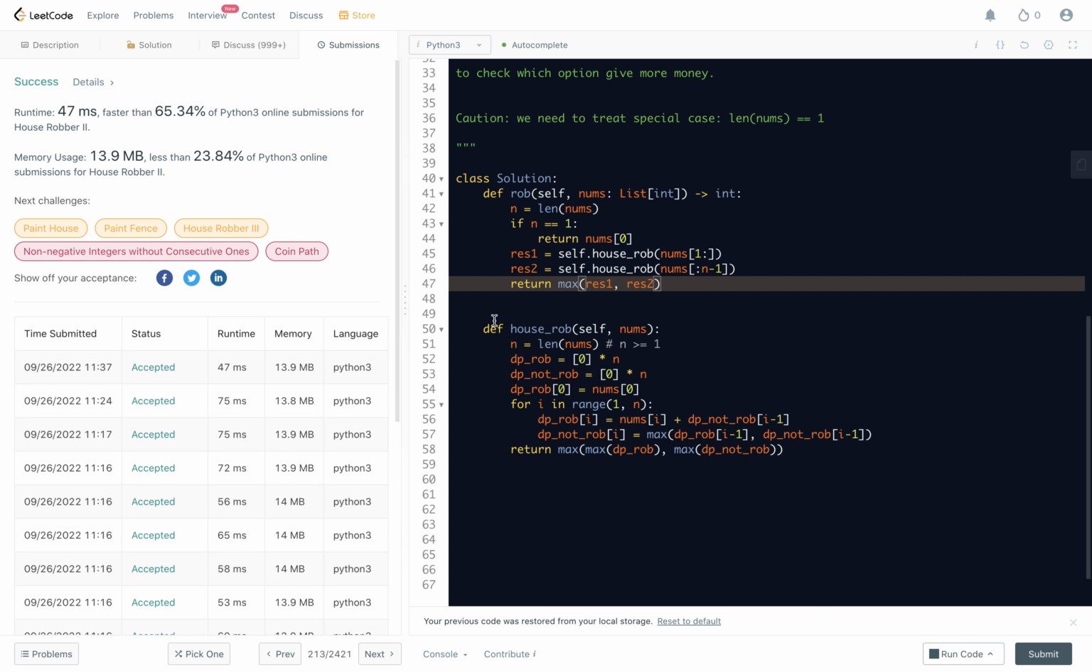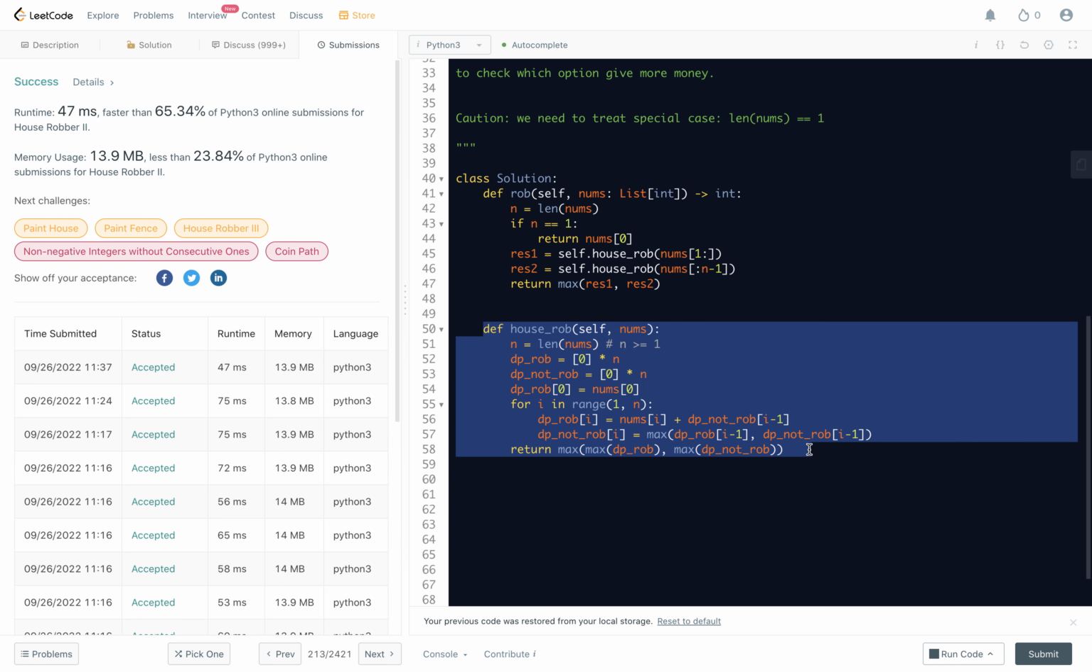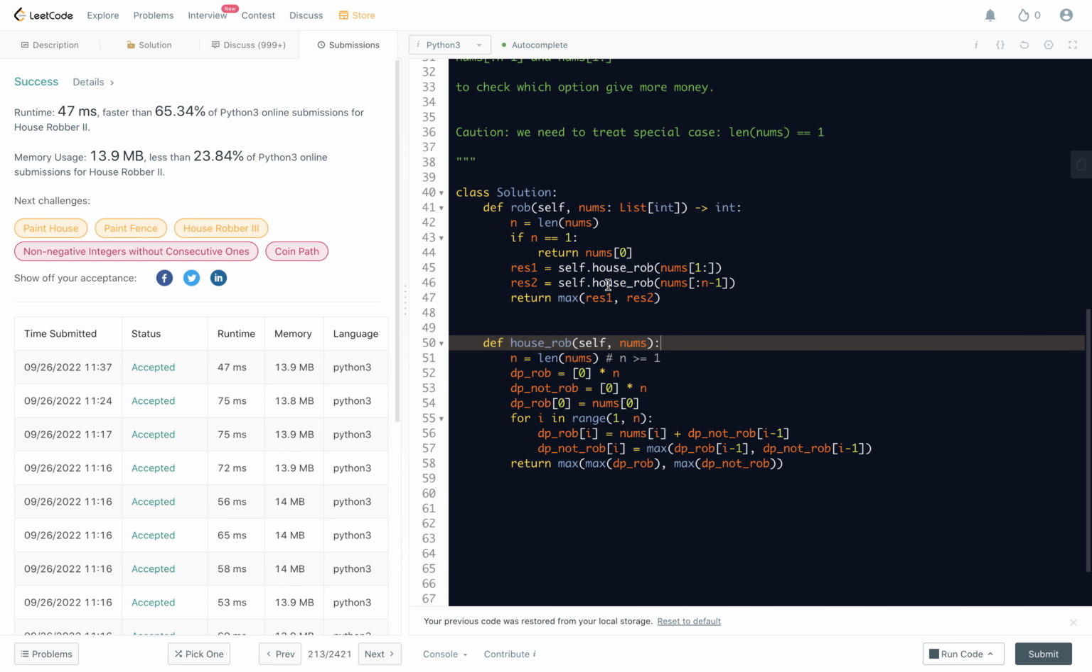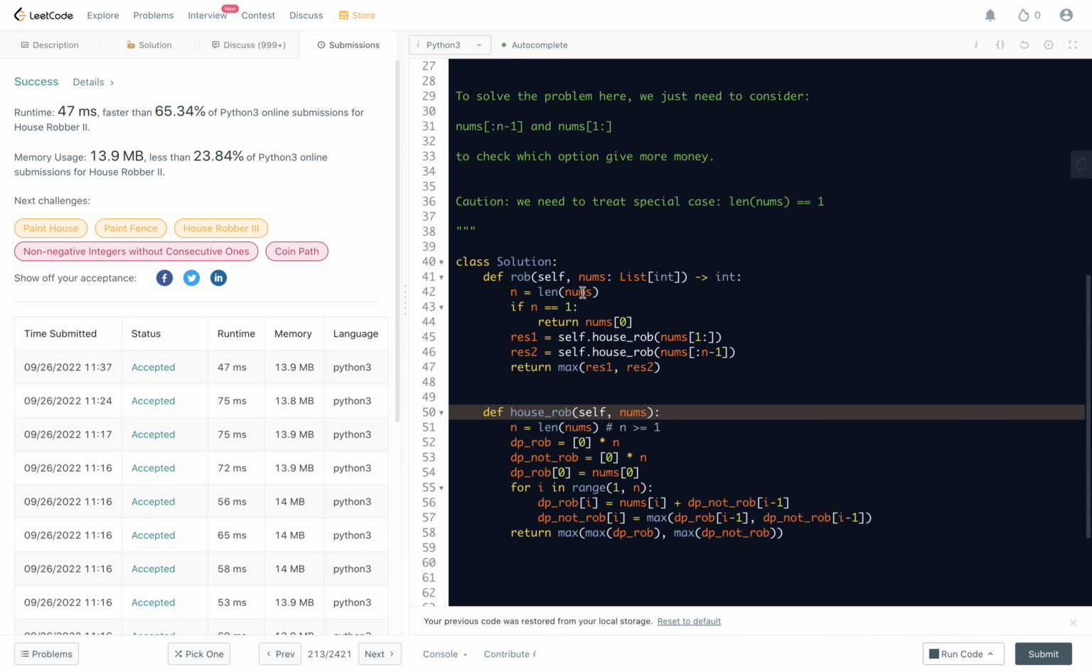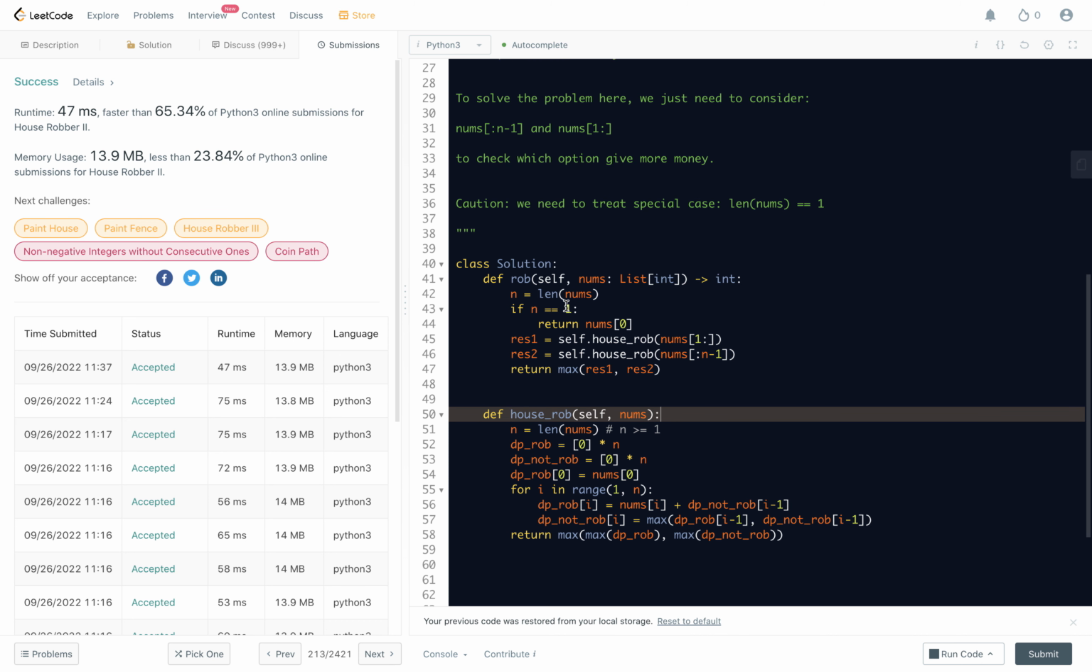Actually, we used the code for problem 198 to solve this problem. As in problem 198, we can for sure optimize or improve the house rob method by using O(1) space, but that's not the focus here. For this problem, the main thing is to treat the circular situation. So using this, we consider dropping the head and dropping the tail to avoid robbing the head and tail simultaneously. That's about it for this video.